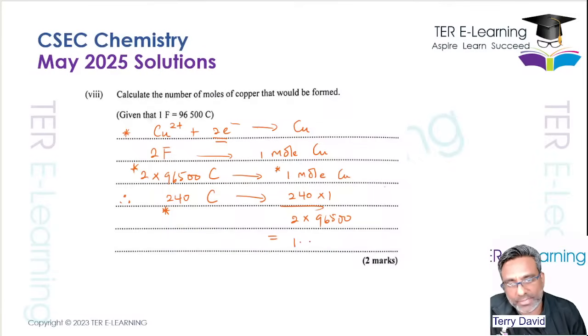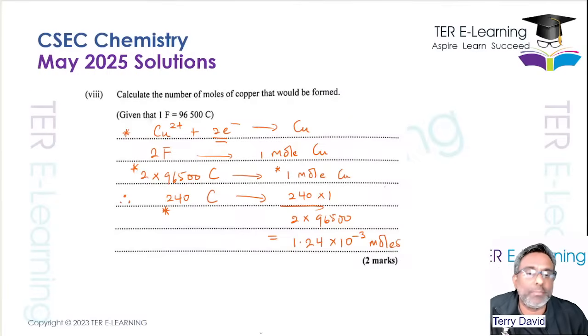So I'm going to write it in standard form: 1.24 by 10 to the power of minus 3 moles. Now you didn't have to use standard form here, but I don't want to round off too early. That's why I'm doing this. So that's the answer for that part there.